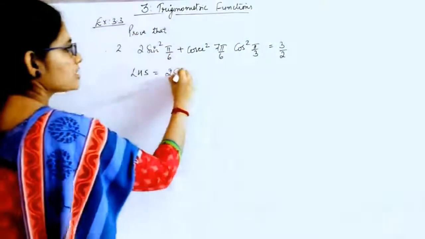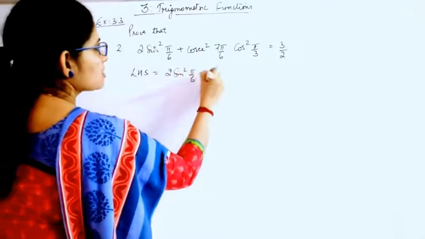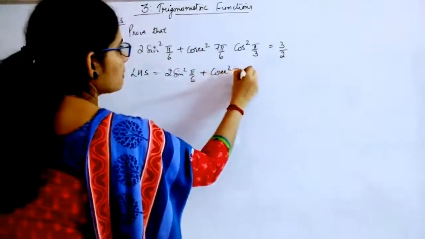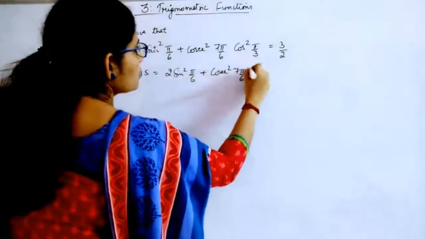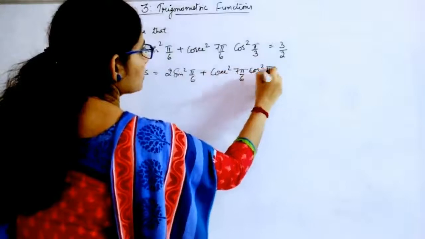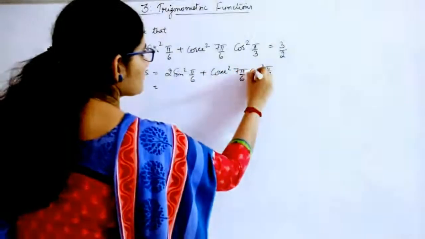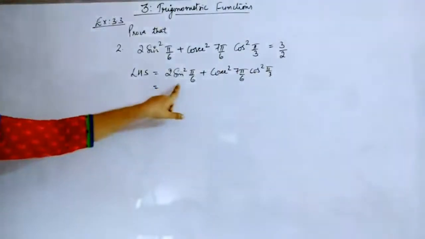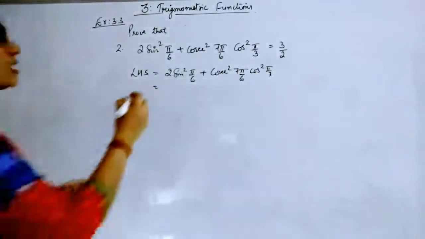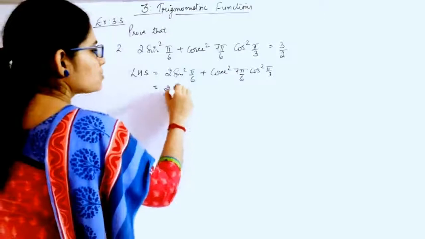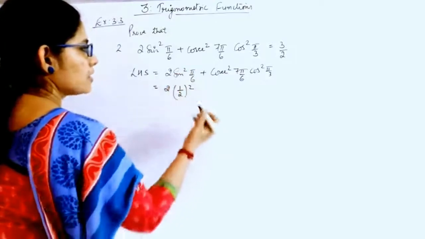Okay, I'll just write the question. 2 sine square pi by 6 plus cosec square 7 pi by 6 into cos square pi by 3, right? Now for this you are just replacing the value of sine pi by 6. Sine pi by 6 is again 1 by 2, so you get 2 into 1 by 2 the whole square because it is sine square.